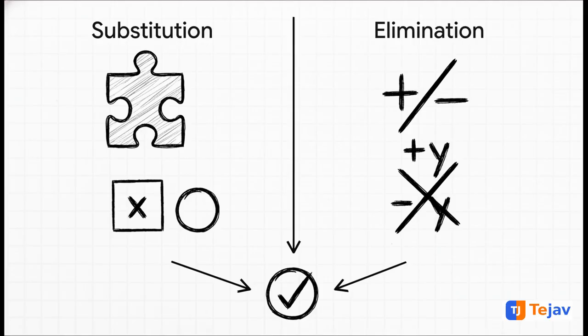Is one of the variables already by itself? Like if an equation says y equals 2x plus 1, substitution is going to be your best friend. It's practically begging you to use it. But if you see what we had today, variables that are lined up perfectly with opposite signs, like a plus y and a minus y, that's a huge clue. Elimination is probably your express lane to the answer. But remember, no matter which path you choose, they'll both get you to the same correct solution.